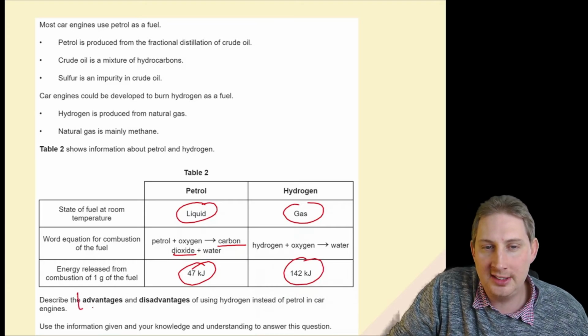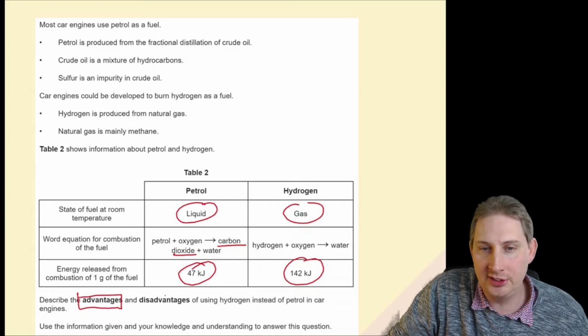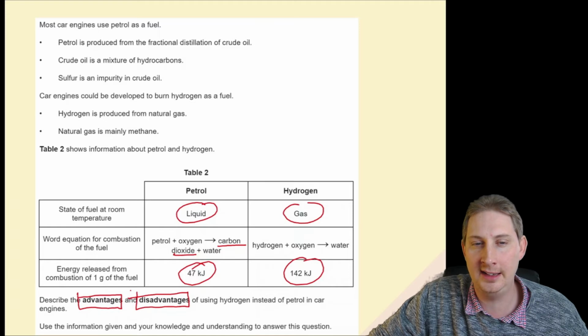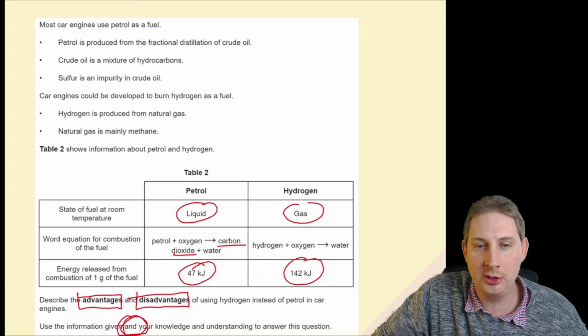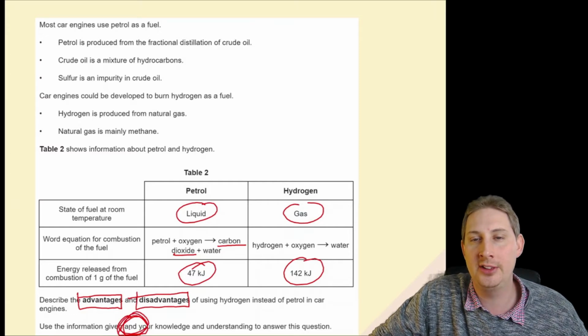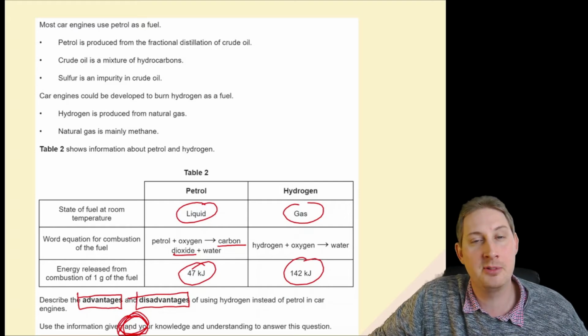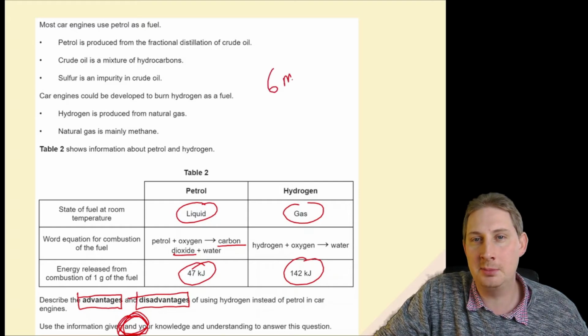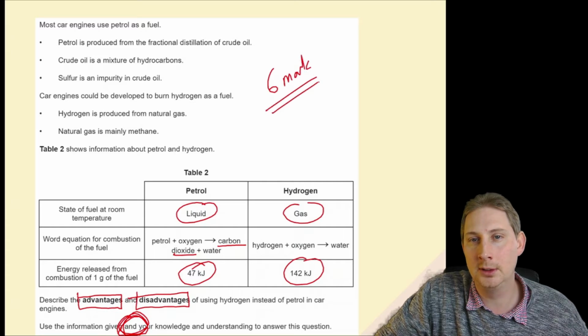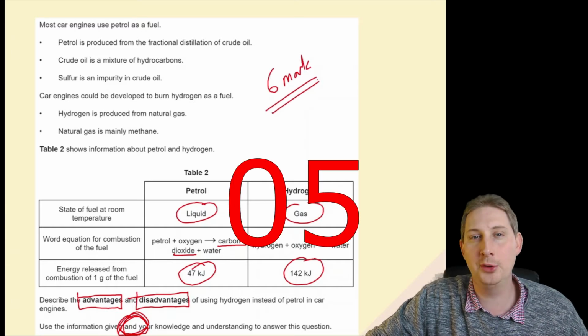Describe the advantages and disadvantages of using hydrogen instead of petrol in car engines. Use the information given and your own knowledge. So you need to bring something else to the table that isn't just shown in the question. You've got to interpret the table, but you've also got to use your own knowledge to answer this. This is a 6-mark question. So 6 minutes, pause the video, come back to see how you've done.